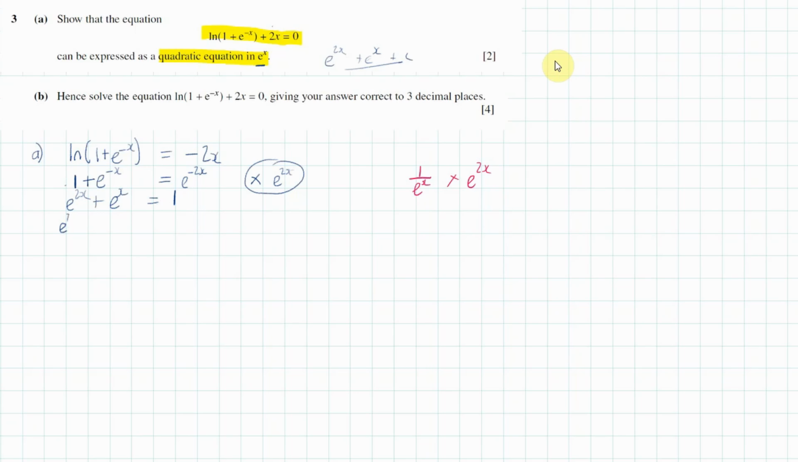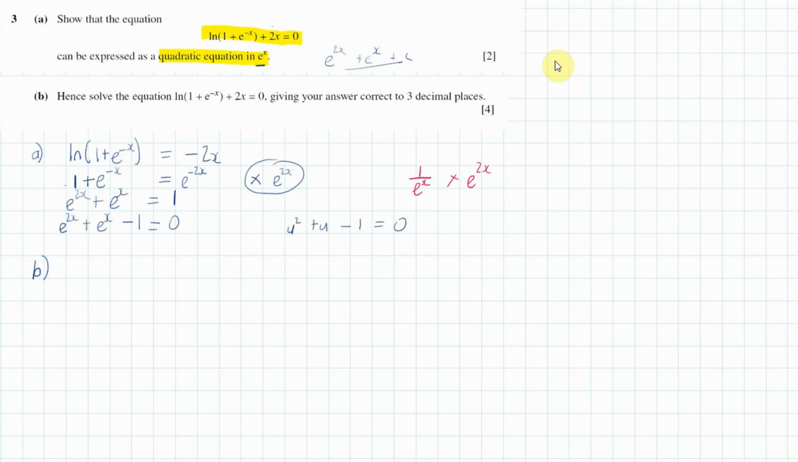So I now have my equation in the form of a quadratic. This is like u squared plus u minus 1 equals 0, or x squared. Okay, so that's my first one. I've got my full marks there.